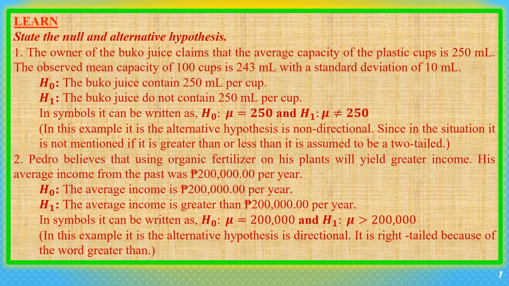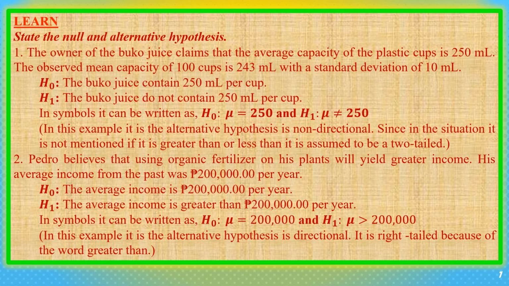So in symbol, you can write the null hypothesis as mu equals 250. Your alternative hypothesis is mu not equal to 250. So in this example, the alternative hypothesis is non-directional since in the situation it is not mentioned that it is greater than or less than, so it is assumed to be two-tailed.